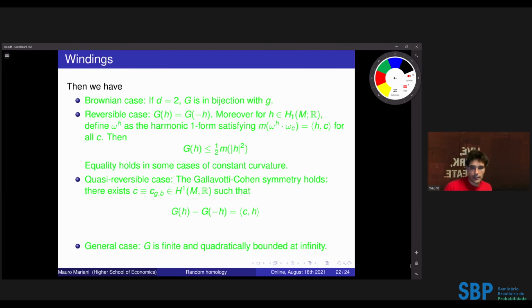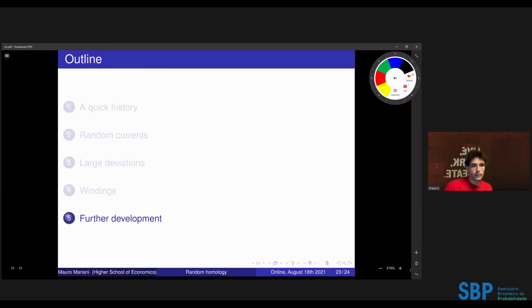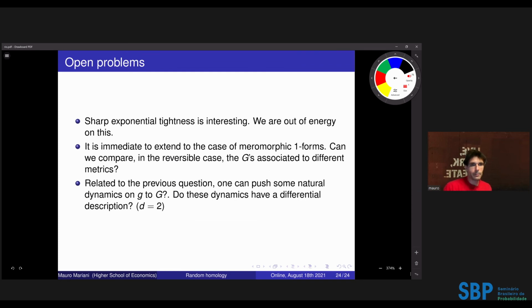So it's finite and quadratically bounded at infinity. So let me mention just open problems and then I'm done. Sharp exponential tightness is interesting, but we are out of energy on this point. The sharp exponent as well is a bit of a nightmare. It is limited to extend the rates, say, to the case of a meromorphic one form. So this means that you don't have a compact manifold, you have a manifold where you remove some points, like in the case of Pitt-Mayor, where you take R2 and you remove the origin. This is different from having a hole.